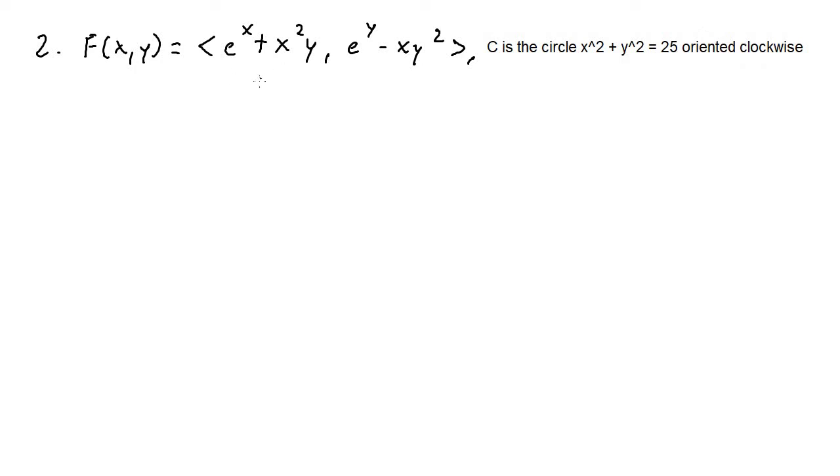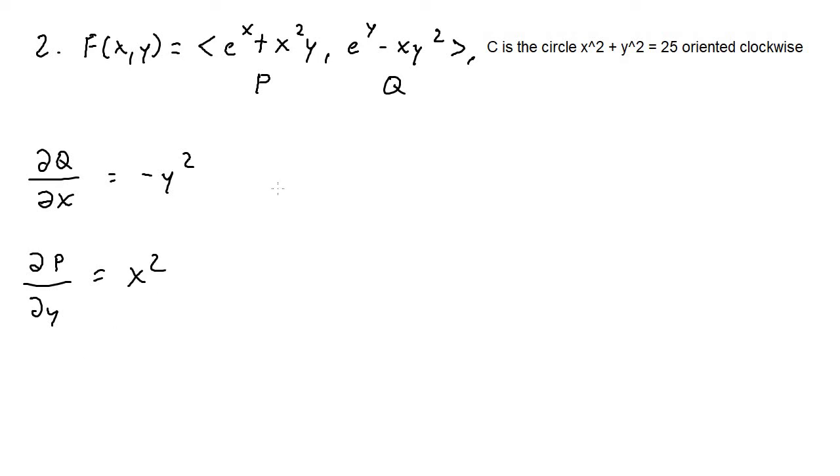So e to the x plus x squared y is P, e to the y minus x y squared is Q. So let's go ahead and find the partial derivative of Q with respect to x first. So that is just going to be negative y squared. And the partial derivative of P with respect to y, if we go ahead and find that, is just going to be x squared. So we get the double integral. Remember, since it's oriented clockwise, we have to have the negative of negative y squared minus x squared.